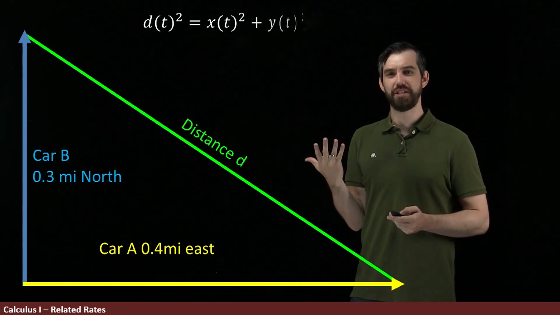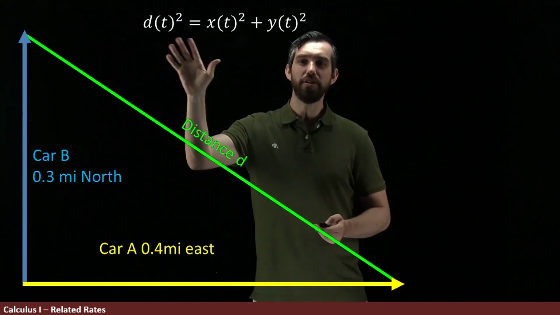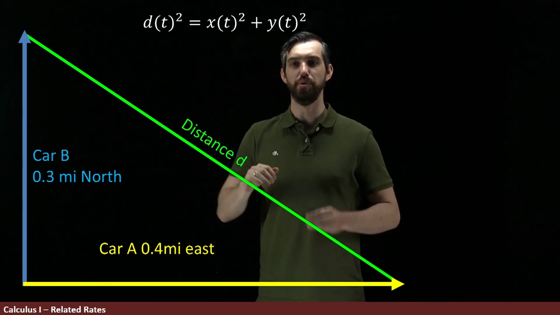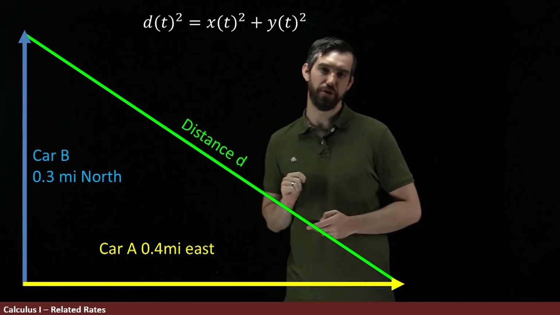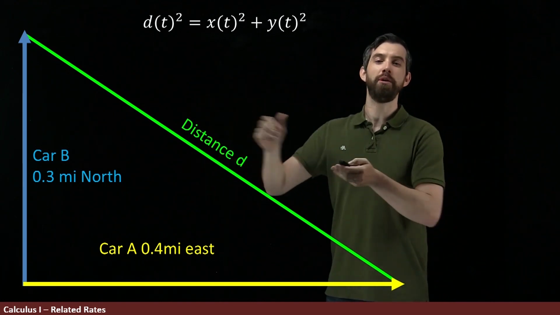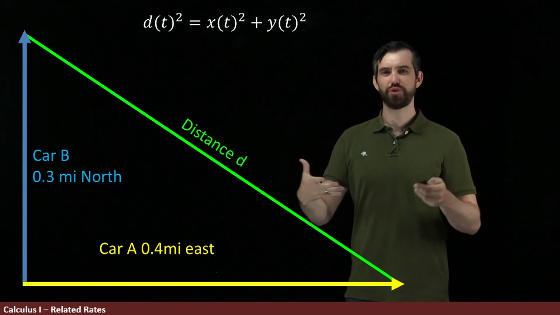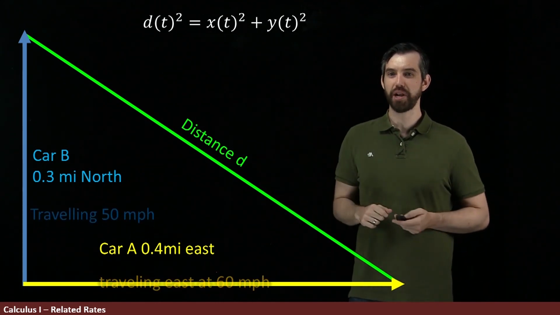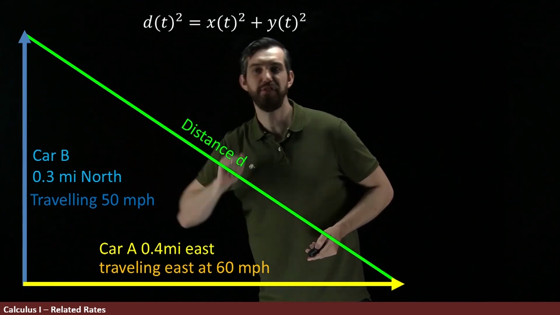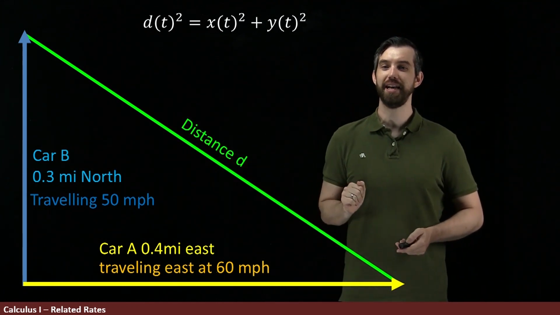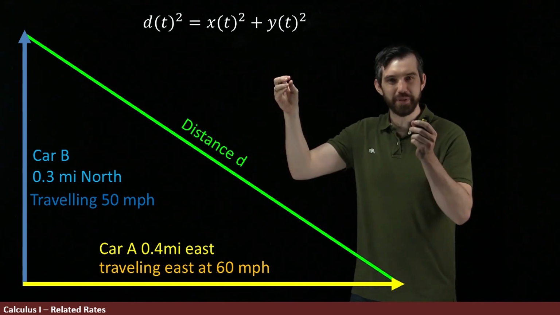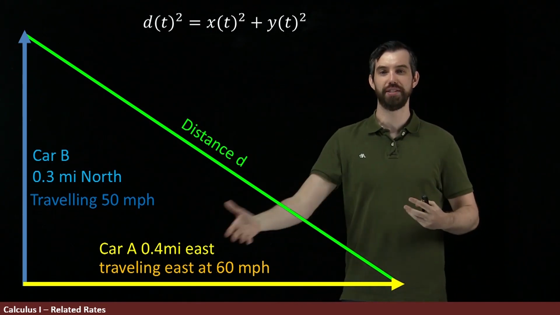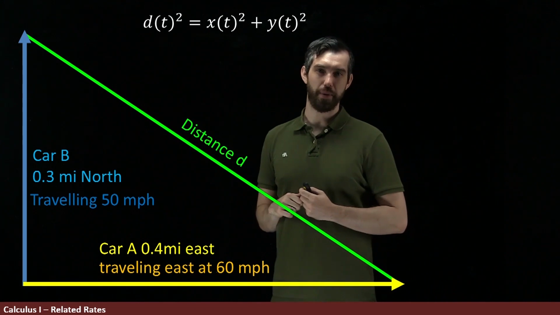But I could also ask the question, what would this look like as a function of time? If I'm imagining that my car A continues to move and my car B continues to move, how does my distance change as a function of time? So let me add some more information to this picture. I want to describe how my cars are changing with respect to time. So I'm going to say that my car B is traveling north at 50 miles per hour and that my car A is traveling east at 60 miles per hour. So we have this specific time where there's this specific distance they've already traveled, but they're going at some velocity, in this case the 60 and the 50 miles per hour.